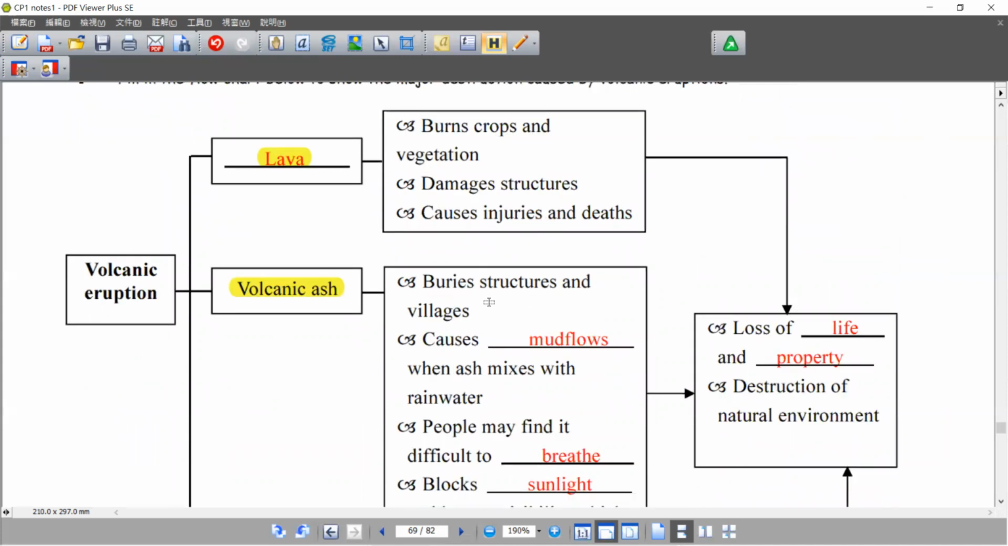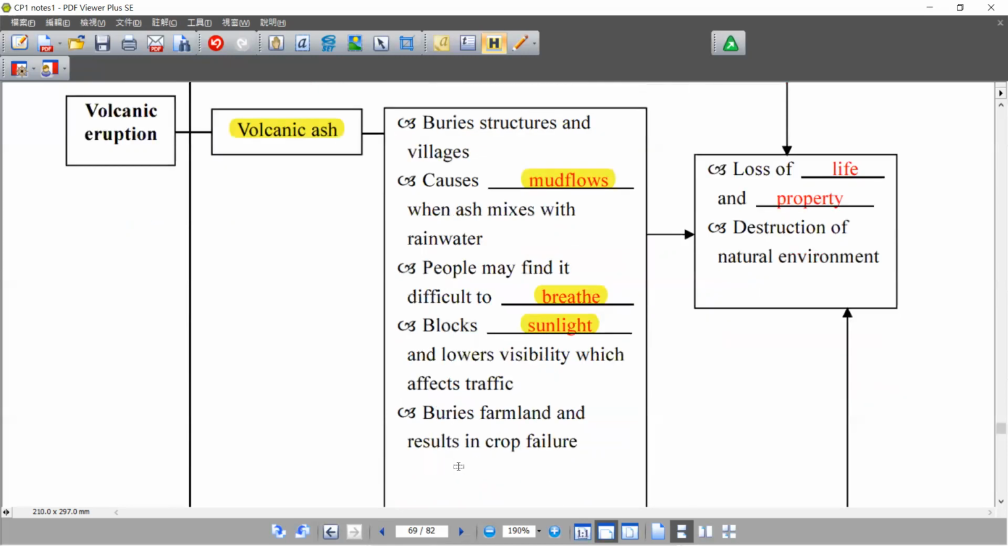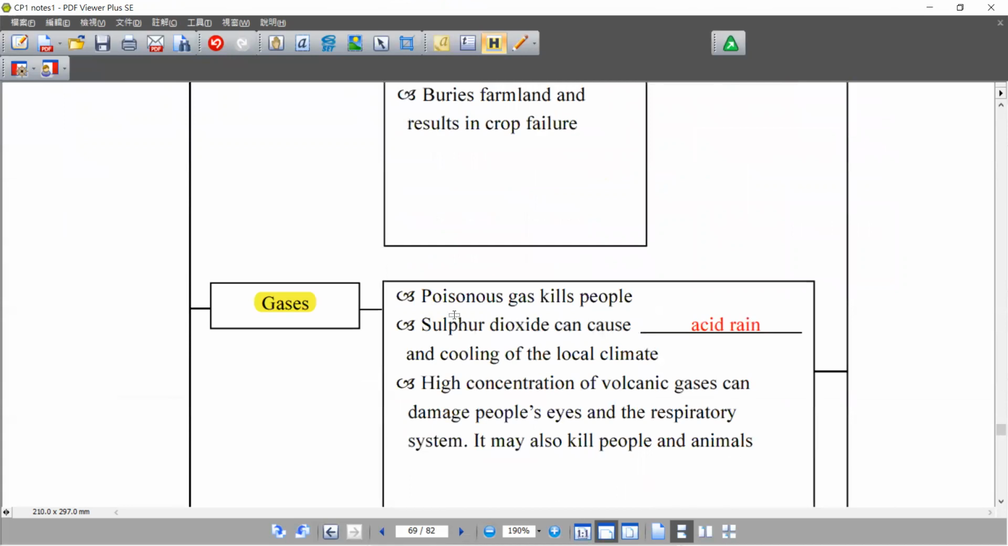Be careful about the mud flow, which is a bit different from the lava. People have difficulty with volcanic ash contaminating the air, and it may also block the sunlight and lower visibility, which may affect air traffic. It may also bury farmland and cause crop failure. How about the gas? Mostly it is acidic, so it may also facilitate acid rain.